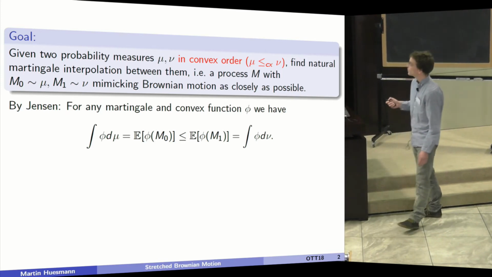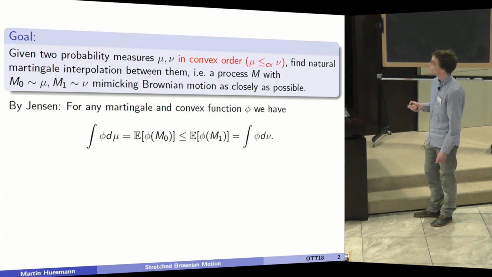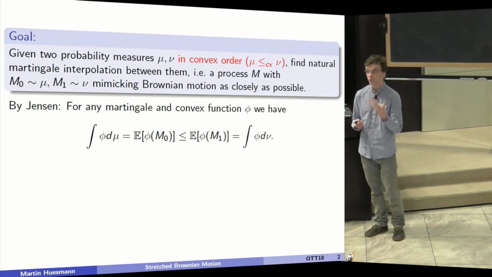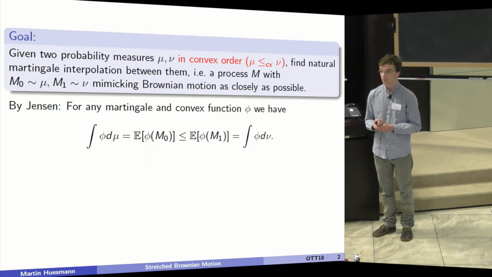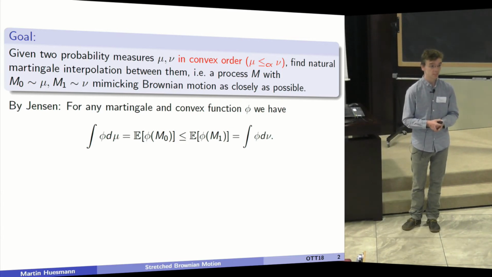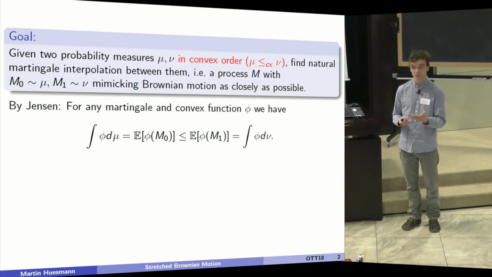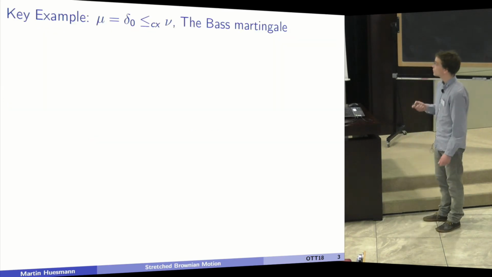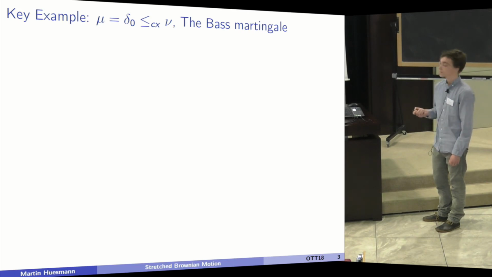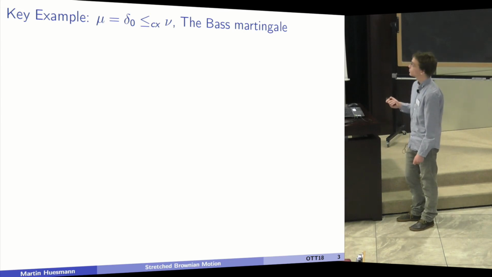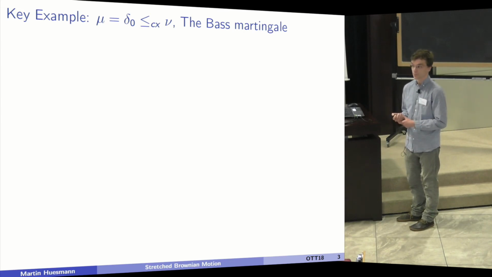So really what I'm after is that I need this assumption, and now I'm looking for processes which connect these two marginals and which look very much like a Brownian motion. This is a very vague goal, so let me be explicit and give you one concrete example of a martingale in a very special situation, which is really the martingale that I'm after. The situation is the following: as first marginal I take a Dirac in 0, and I take an arbitrary measure nu which is in convex order to this Dirac, which just means that nu has mean 0.